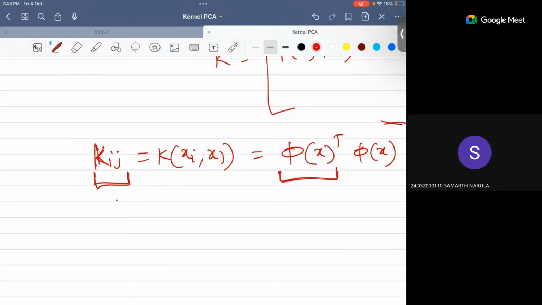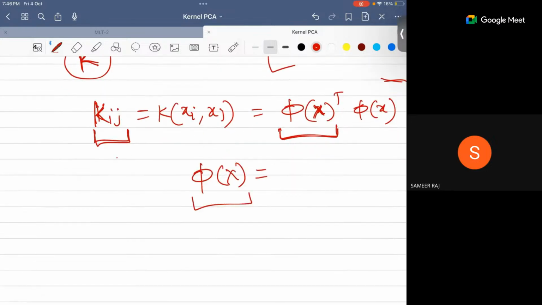What will be the dimension of this capital K? N cross N. Capital D cross D. See, if you are writing phi of this capital X, what will be the dimension of phi? Phi X is what? I told you this is a data matrix, right? Here only the dimension got changed. The dimension becomes capital D, and the dataset will be N only, right? So D cross N.